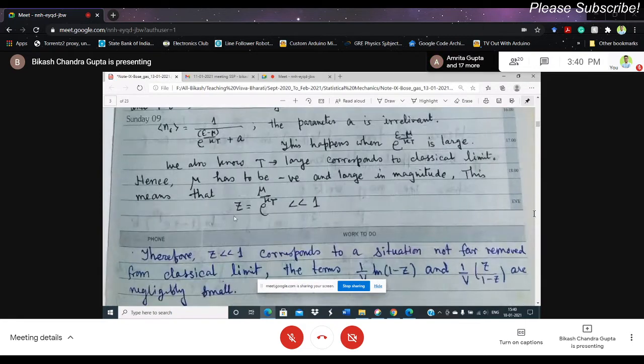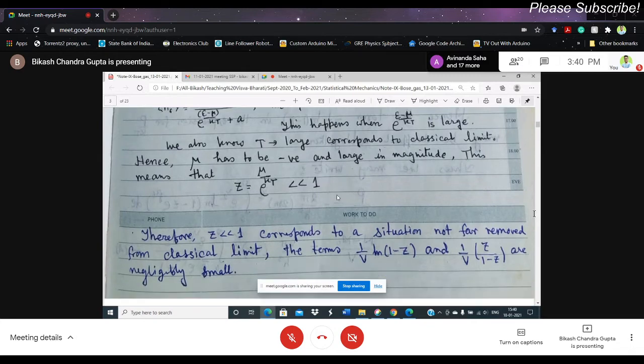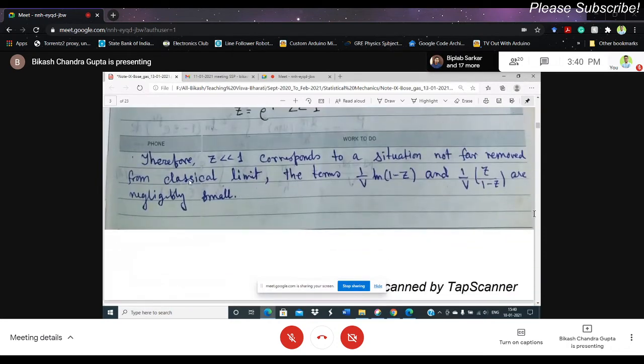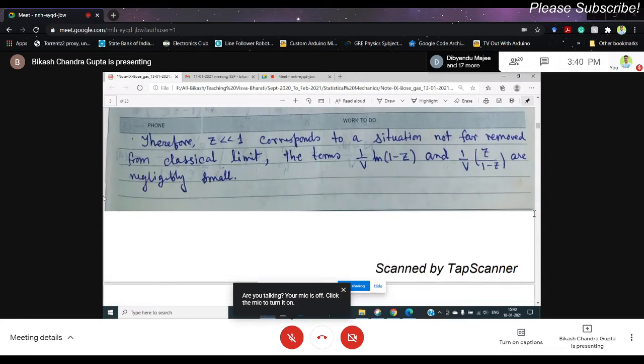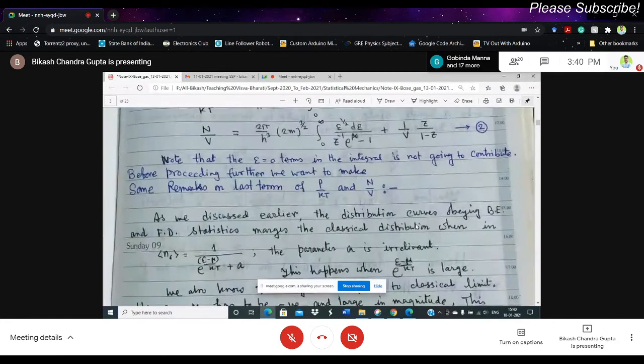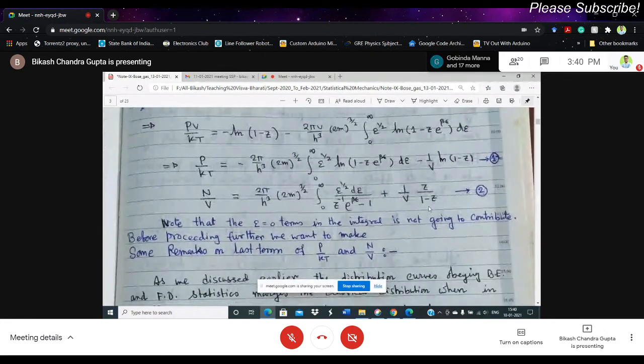And therefore z, the fugacity, e to the power mu by kT. If mu is negative and large in magnitude, then z has to be less than 1. That means when z is much less than 1, it corresponds to the classical limit. On the other hand, when z approaches 1, it will show quantum behavior. Therefore, when z is much less than 1, we are not far from the classical limit, and these two terms will simply be pretty small.